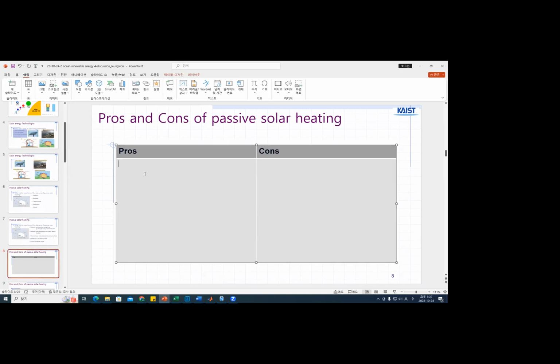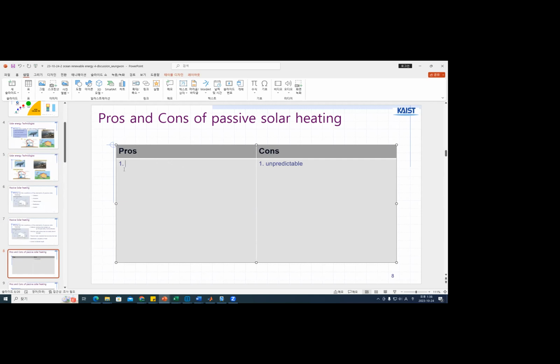Yes, one con could be that you are not managing your amount of energy, so it will be difficult to be predictable. Yes, so for cons, it's unpredictable. So you mean the cons of the passive? Yeah. So, okay. How about the pros? Is there any opinion for this one?